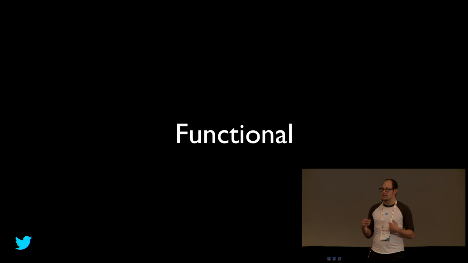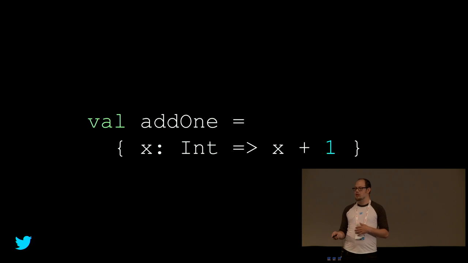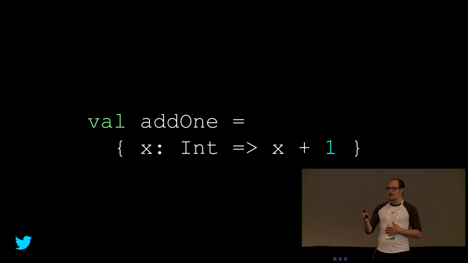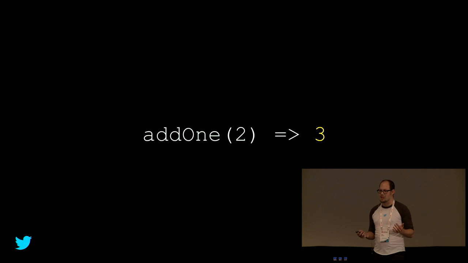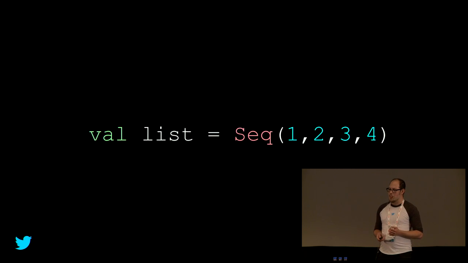And then when I say functional, this is a good example. Here we have a value of add1, which is equal to a closure that takes x and then just adds 1 to it and then returns it. So we can apply this function by calling the apply method on it. So if we apply 2, you see we get 3. Since this kind of function application is very common in Scala, there's actually a syntactic sugar for doing so, which is just calling it directly on the value.